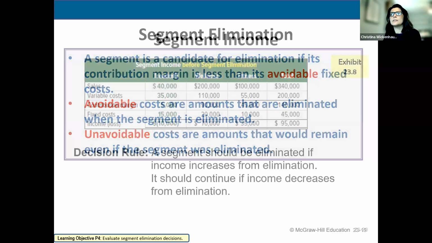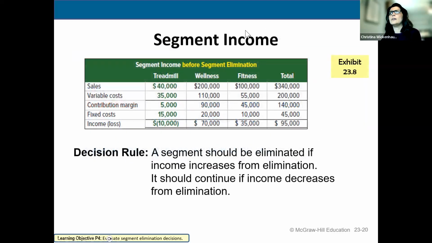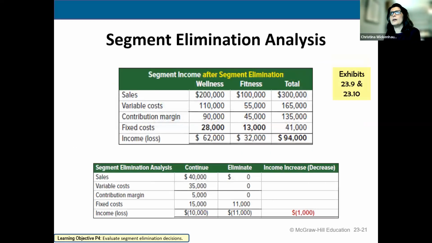Okay, so let's take a look at how this works. So we have money coming in from treadmill, wellness, and fitness line. These are 3 different segments. We can see our sales, we can see our variable costs, we have our contribution margin, we have our fixed costs, and then we have our income. So gosh, just looking at this information, we're like, whew, we should probably just eliminate the treadmill because they're losing money, right? It seems like a logical approach, but it's not quite so simple. So let's dig into that a little bit more.